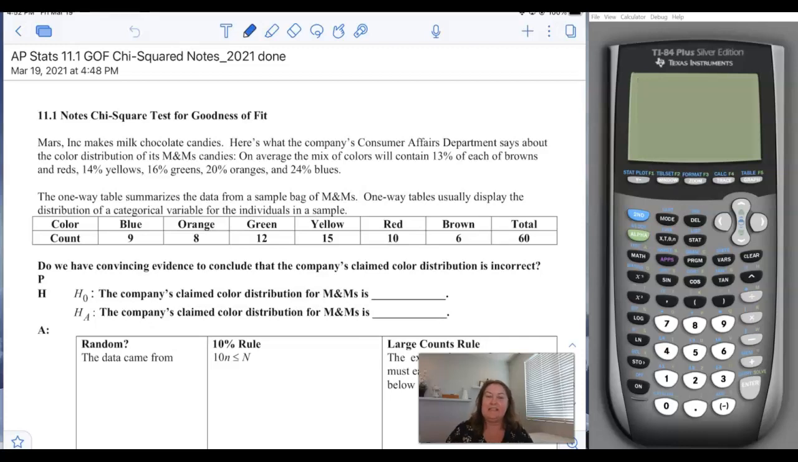All right, stats, this is 11.1, our notes today. We're just going to jump right into an example and talk you through it. So what we're introducing today is something called a chi-squared test for goodness of fit. Okay, so here's our example.